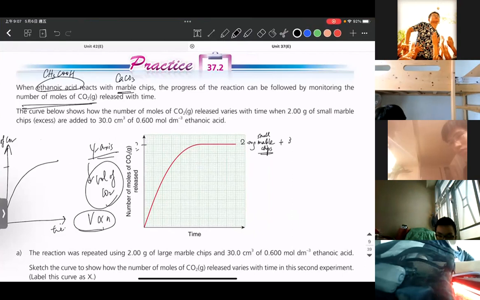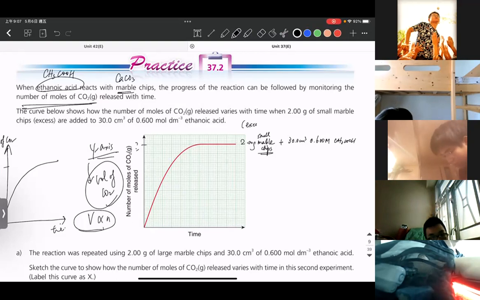Plus 30.0 cm cube, 0.600 molar ethanoic acid. Now remember, this one is in excess, while this one is limiting. They will show you this graph. You understand the situation, right?